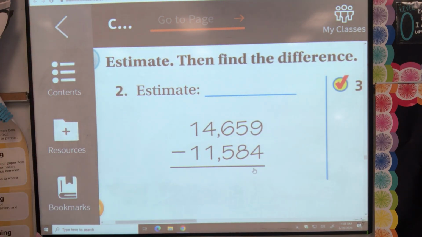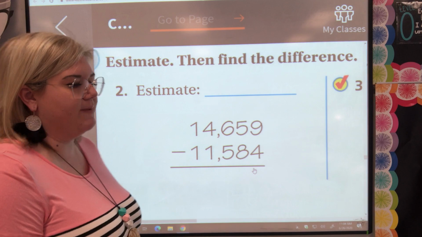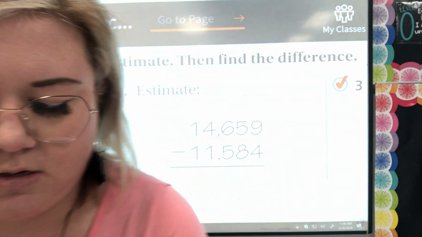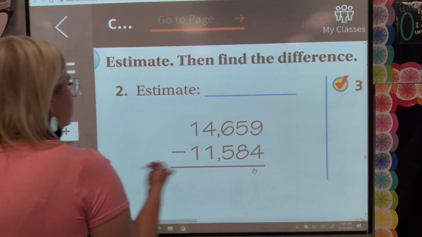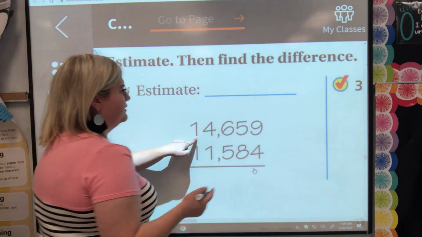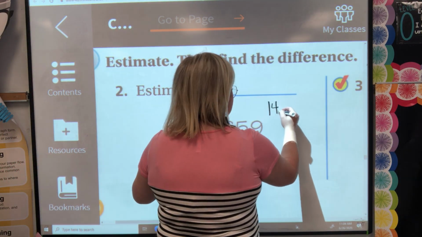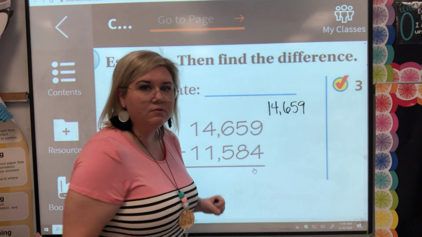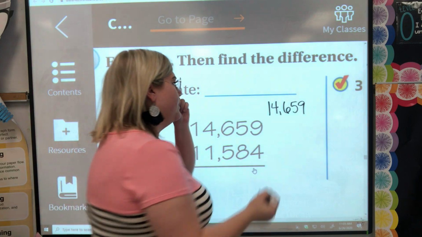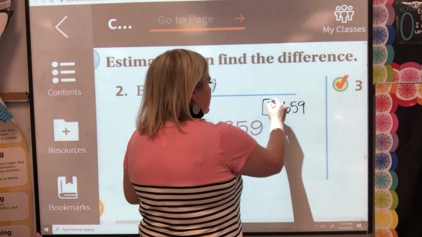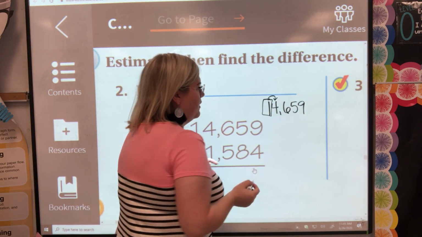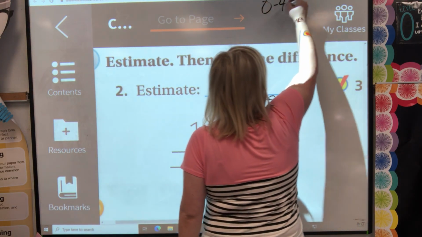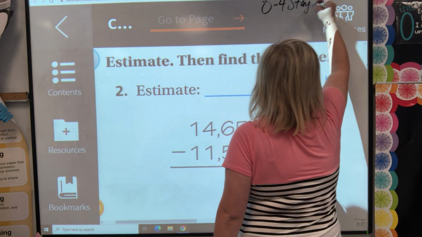Okay, if you remember from yesterday, to estimate, we have to round the 2 numbers. So what I like to do is rewrite them. Grab my marker. Rewrite this number over to the side. 14,659. To round it, to estimate it, I'm going to put a box around my 1, a little arrow over to the 4. 4, remember we have 0 through 4, stay the same.